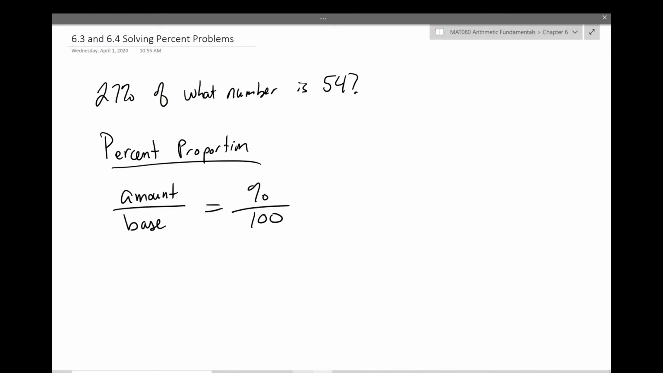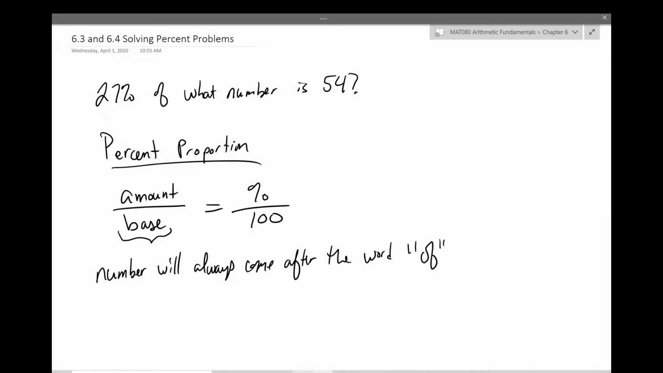Now, this word base, okay? That number will always come after the word of. It always comes after the word of, okay? Always, no matter what, always. Remember, it's always. Okay? Let me help you out one more time there. Always. Do you see the point I'm trying to make?